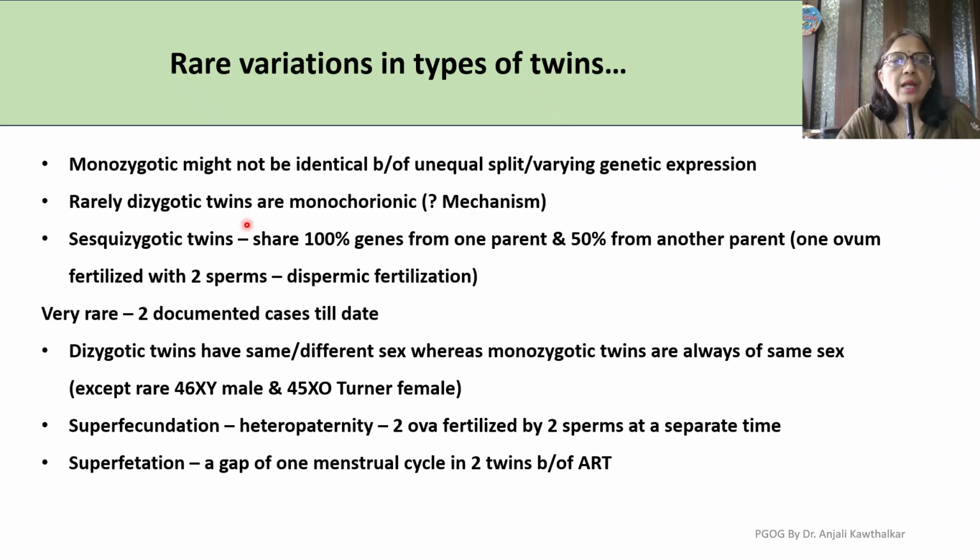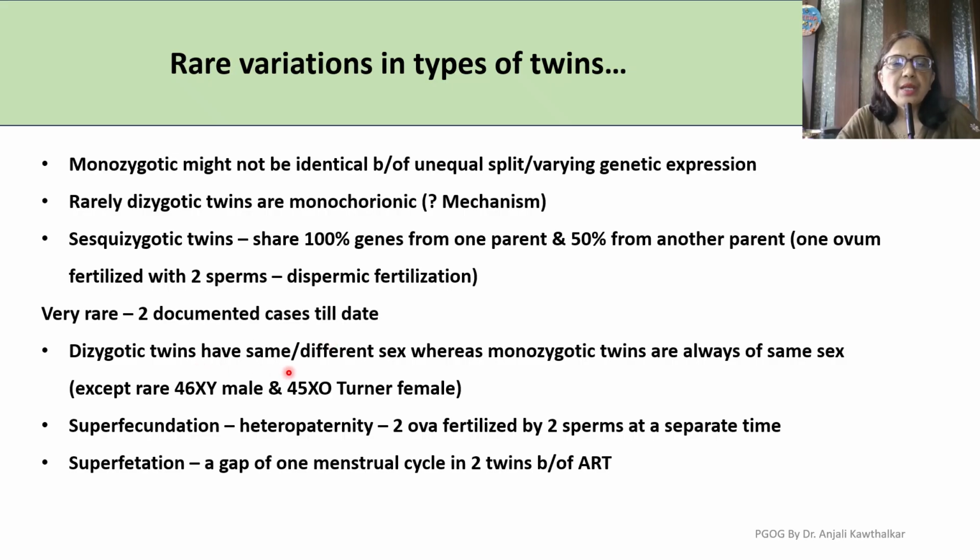Rarely, dizygotic twins are monochorionic. The exact mechanism why it occurs is not known. Now, there is another rare condition called sesquizygotic twins, where they share 100% of genes from one parent but 50% from the other parent. Here, one ovum is fertilized by two sperms. That is also called dispermic fertilization. This type of pregnancy is very rare. Only two documented cases are present in the literature to date.